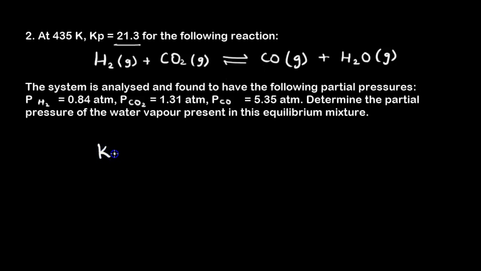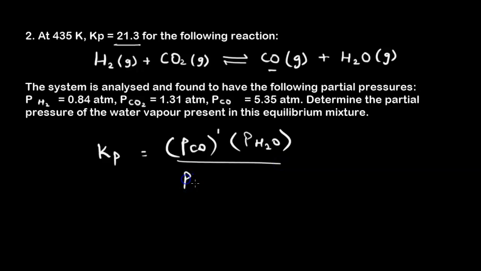So first let's write down the equilibrium constant equation, that is Kp. It's going to be the partial pressure of carbon monoxide, that's the product, raised to the power of 1 (no number means 1), times the partial pressure of H2O. If there is no number, we do not even have to put any number as a power. This is divided by the partial pressure of hydrogen times the partial pressure of carbon dioxide.